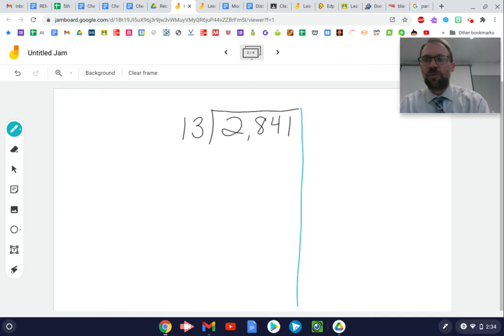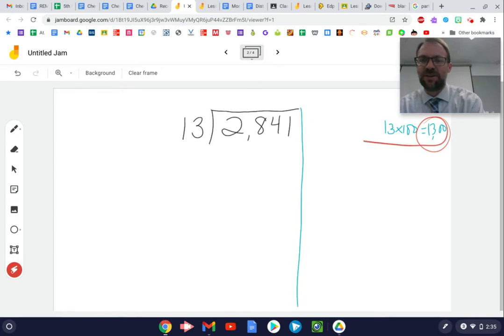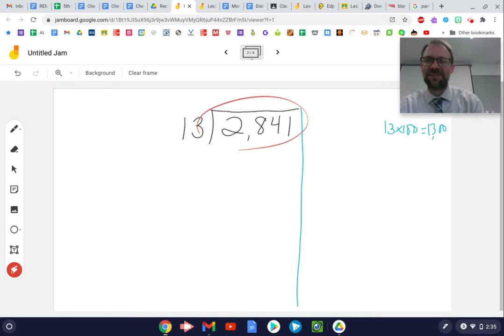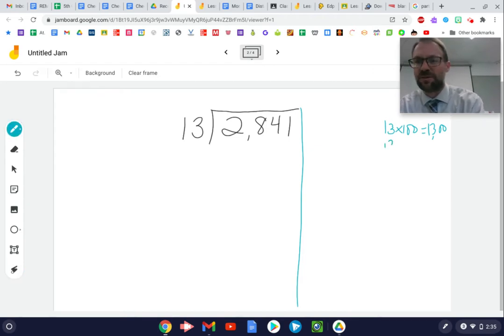What if we considered 100 groups? Let's see, 13 times 100. What would that give us? Well, that's 13 with two zeros behind it. That's 1,300. 1,300 is not even close. Well, it's kind of close, I guess. What if I tried to double that? What if I did 13 times 200?